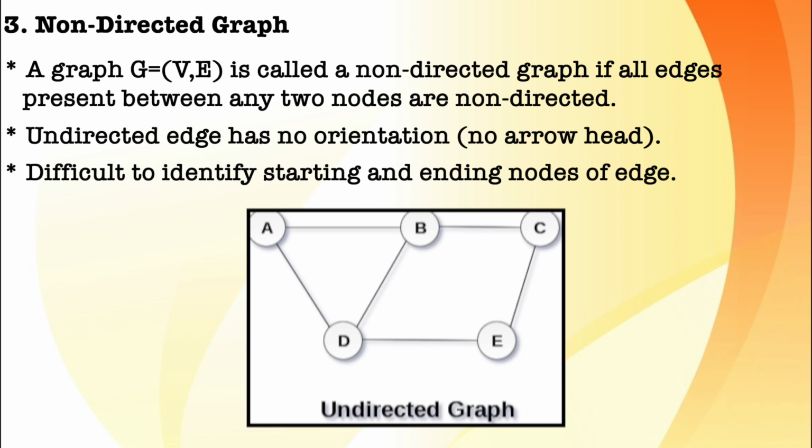The edge between vertices A and B does not have any direction, so it cannot be determined whether the edge between the vertices A and B starts from vertex A or vertex B. Similarly, we cannot determine the ending vertex of the edge between A and B.